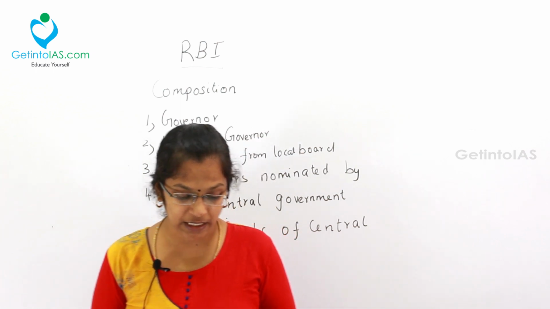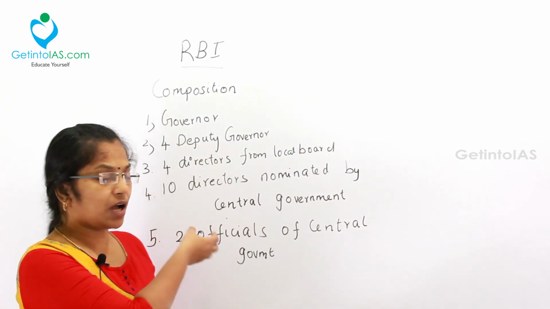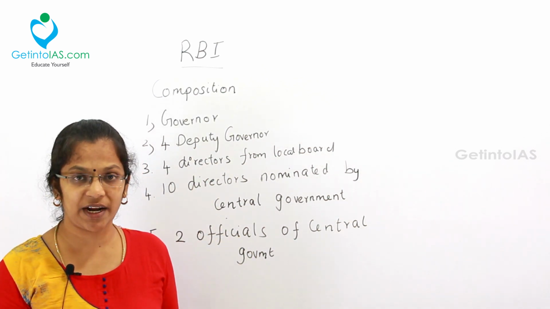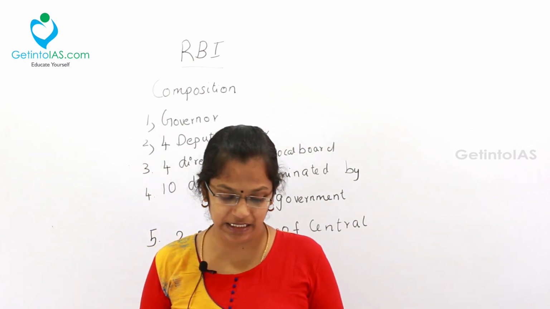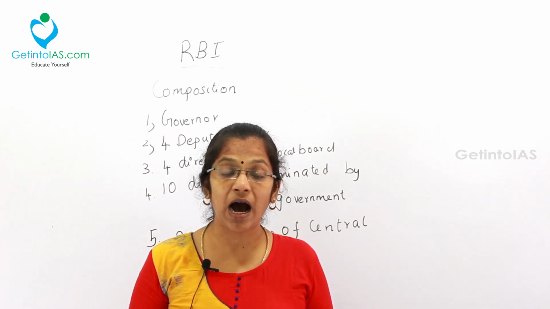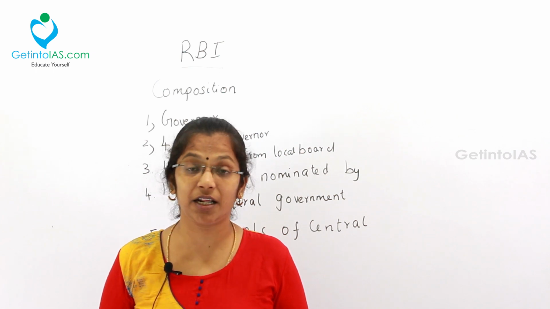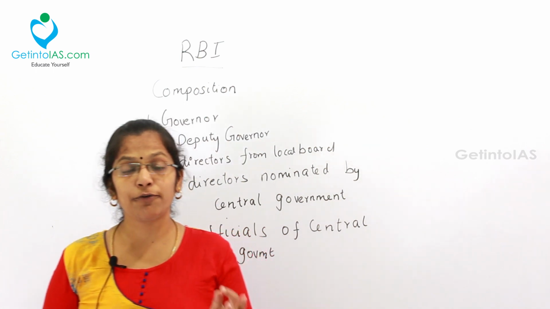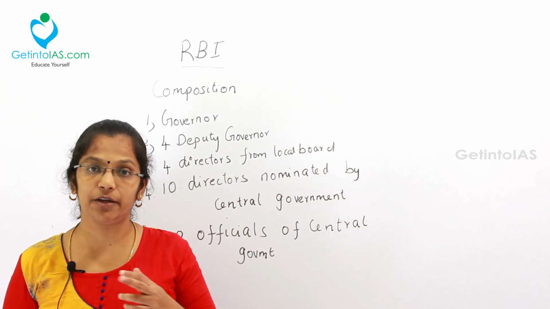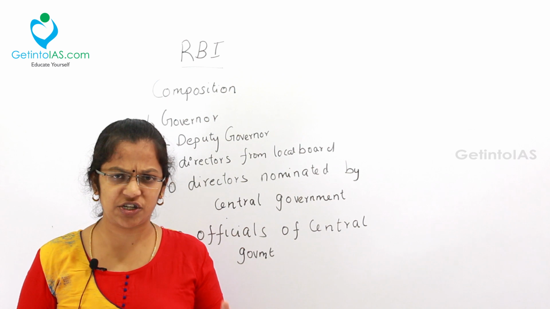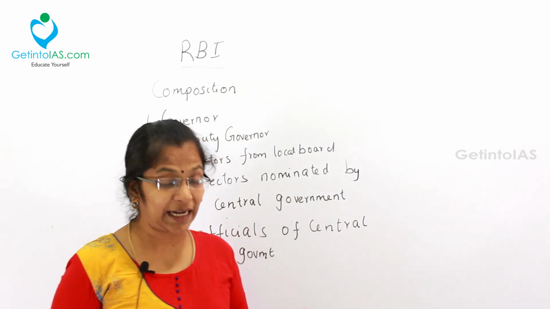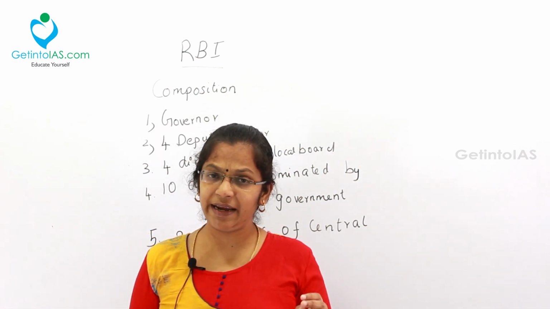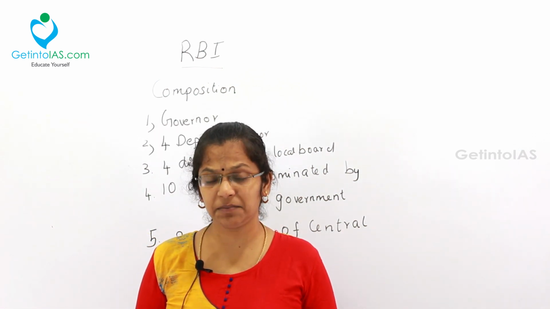I told you the composition. RBI consists of a board of directors, and the board of directors has these people. Who decides this? It is decided by the RBI Act of 1934, under Section 8 of the RBI Act of 1934. So remember this Section 8 of the RBI Act, because it will be helpful in writing mains answers. Now, I have discussed Section 8.